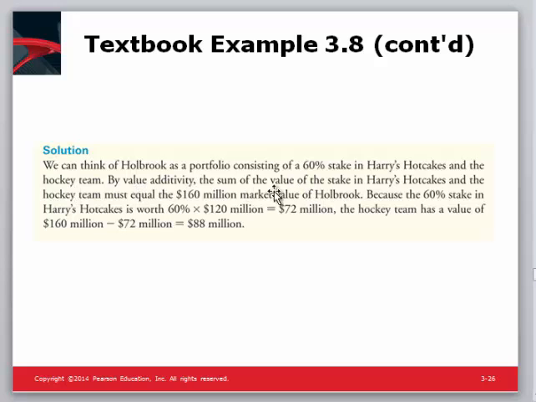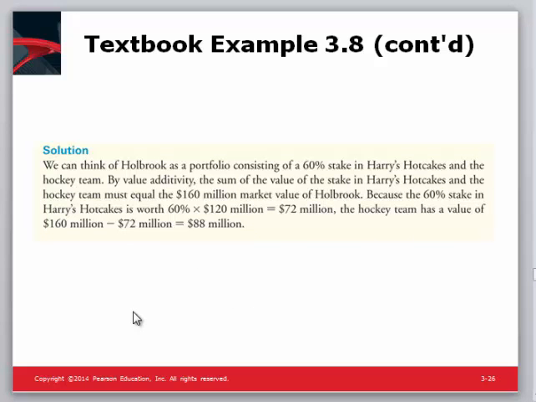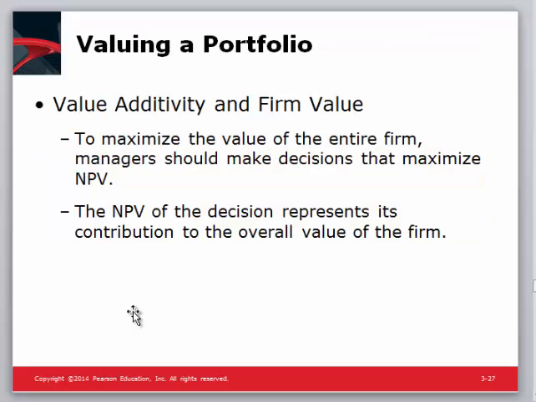By value additivity, the sum of the stakes in the restaurant and the hockey team has to equal $160 million, the market value of the holding company. Because the 60% stake in Hotcakes, 60% of the $120 million in the restaurant, is $72 million, the hockey team has to have a value of $88 million. Again, the company itself is worth $160 million, so the combination of the 2 assets has to equal that. That is, again, the concept of value additivity.